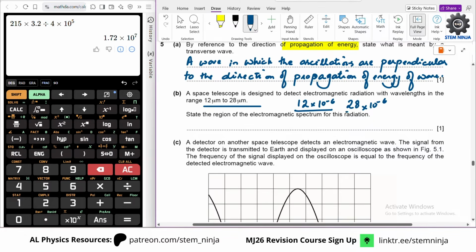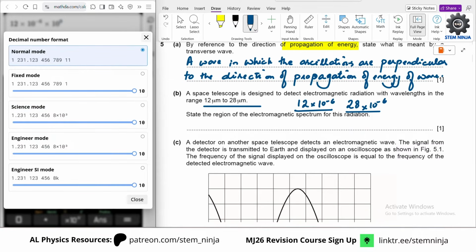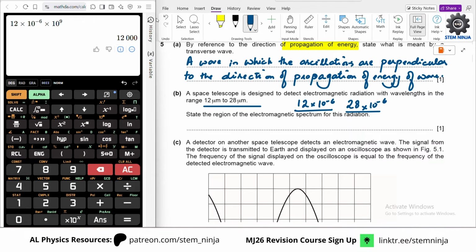So for example, if you convert this into nanometers, 12 times 10 raised to power minus 6 times by 10 raised to power 9 is 12,000, right? 12,000 and 28,000. So basically this is the infrared range.